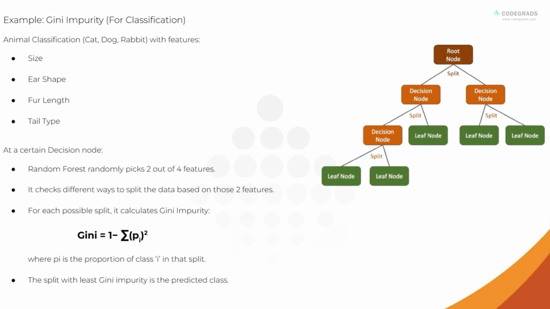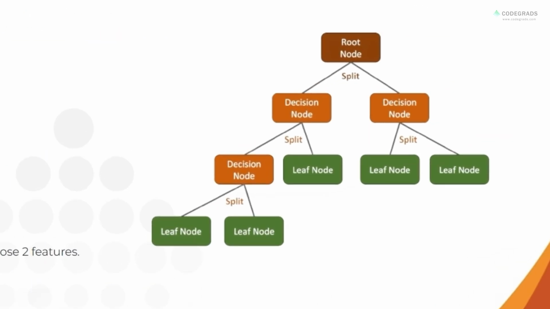Now, in the backend, for each possible split, it will calculate the Gini impurity. And for that, we have this formula here. Gini is equal to 1 minus the summation of the proportion of the class in that split, whole squared. So this is what is basically happening in the backend.